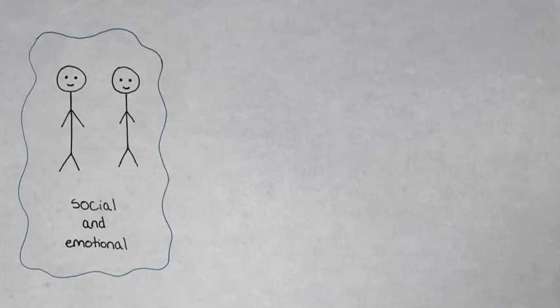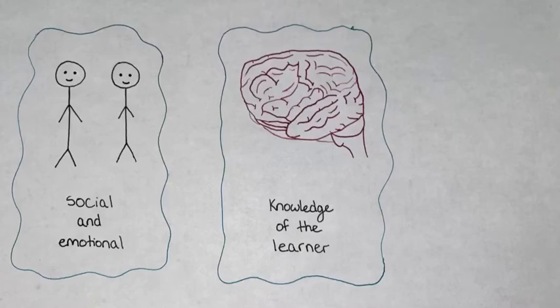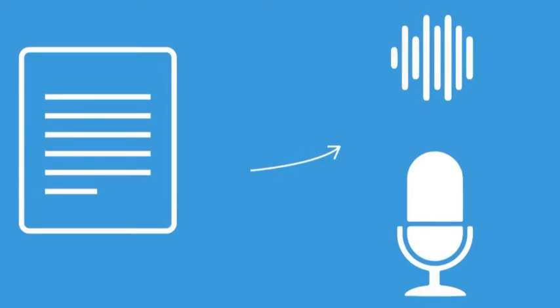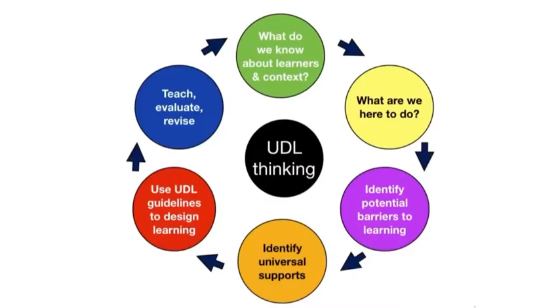Next, it's time for the teacher to identify these barriers. These barriers may include social and emotional, knowledge of the learner, and design choice. The teacher must do his or her best to remove these barriers for learners. Halfway done! Building off the last circle, the teacher must now identify universal supports. These supports are often called assistive technology, and there are hundreds to choose from. The teacher should assure that the classroom they're in is well stocked with options like graphic organizers, text-to-speech options, and mini whiteboards.